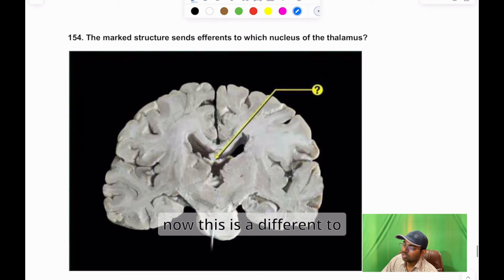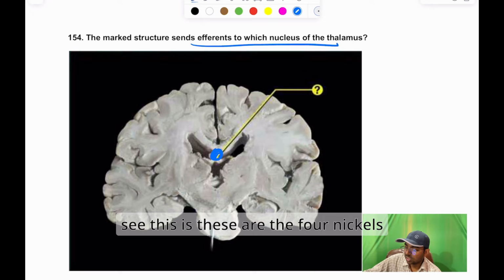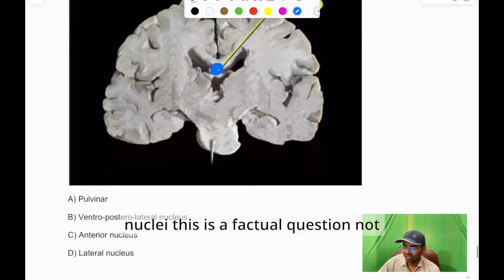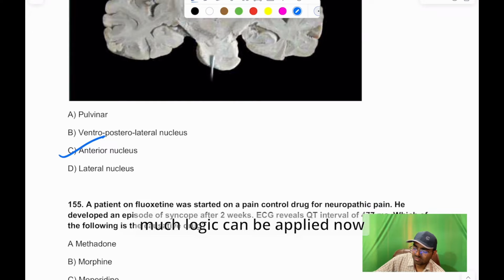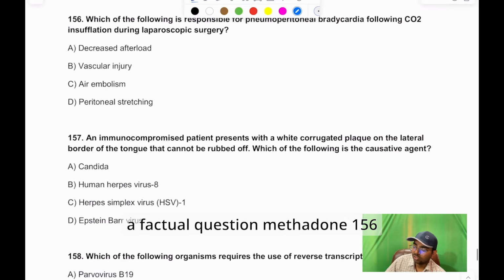Now this is efferent to which nucleus of the thalamus. See, these are the fornix fibers, and this will go into the anterior nucleus. This is a factual question. Not much logic can be applied. Now 155, this is again a factual question, methadone.